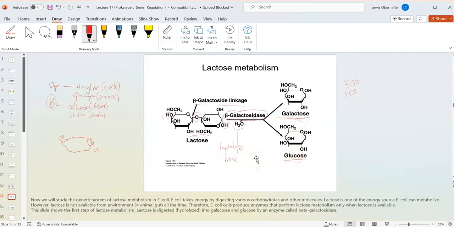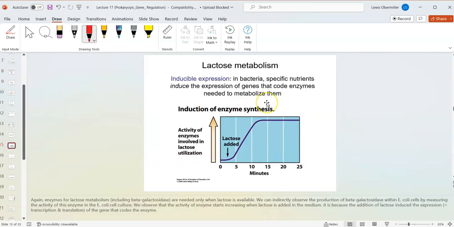And you should know from intro biology that usually when you break a bond, you're going to release energy, right? So when you're talking about digesting your food, that's what's going on. You're breaking the bond, you're breaking it down so that you can release the energy from those bonds. All right. Okay. The reason that you need to know that is because we want to know about lactose metabolism, and beta galactosidase is one of the enzymes required for lactose metabolism.